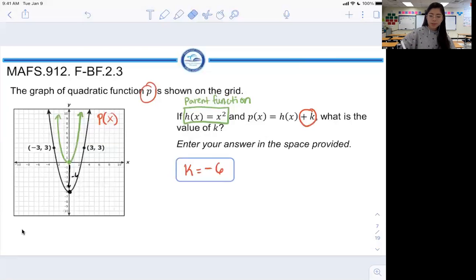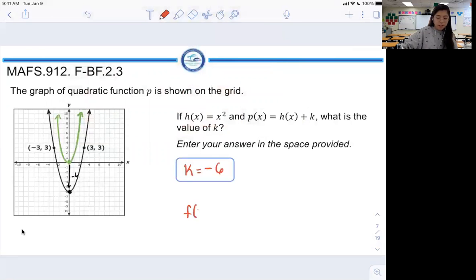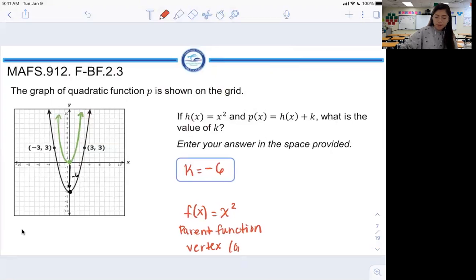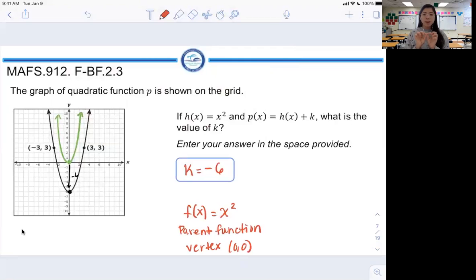All right, so that was it for this one. And the most important thing was just to remember what the parent function is. Anytime you see it, it'll be called a bunch of different things, but usually it's called f of x equals x squared. If it's just x squared all alone, nothing else on it, that's your parent function, and it lives on the origin. So what that means is the vertex of that function is 0, 0. And then from there, it'll move left, right, up, down, as usual. Questions on this one?